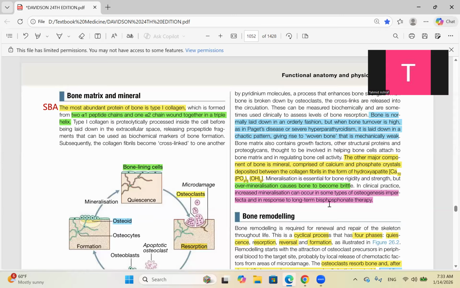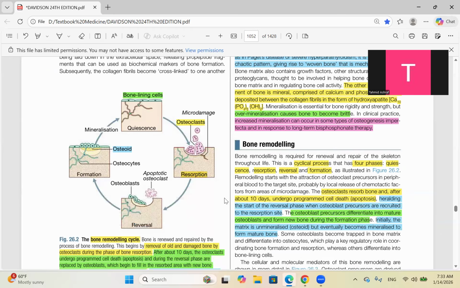And in response to long-term bisphosphonate therapy, we know that bisphosphonate is a class of drug that is prescribed to patients with osteoporosis. So osteoporosis is a disease where there is bone resorption. So bisphosphonate is used to treat osteoporosis. Bisphosphonate causes increased mineralization of bone.